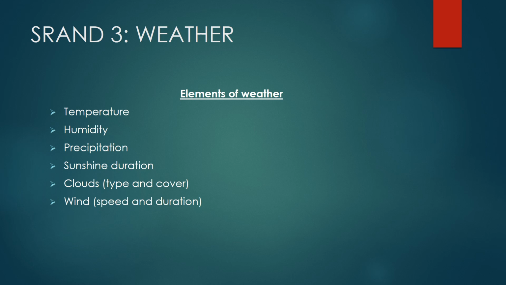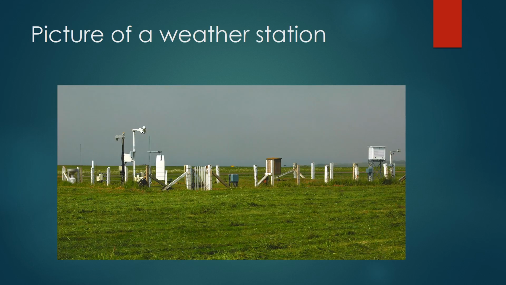In our strand 3, we have weather. First of all, we're going to look at the elements of the weather. We have temperature, humidity, precipitation, sunshine duration, clouds, and finally we have the wind. And on this page, I hope you can see a picture of a weather station, and that is what we are going to talk about in our next substrand.